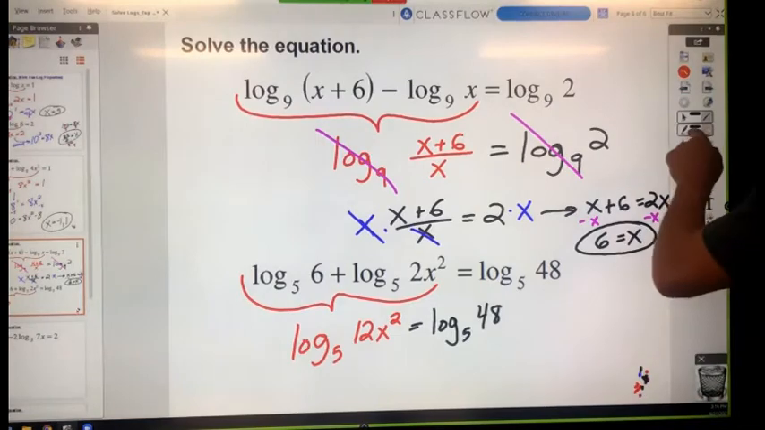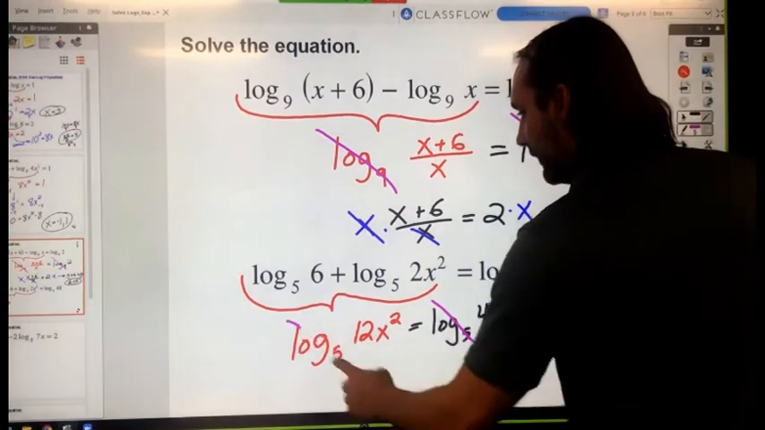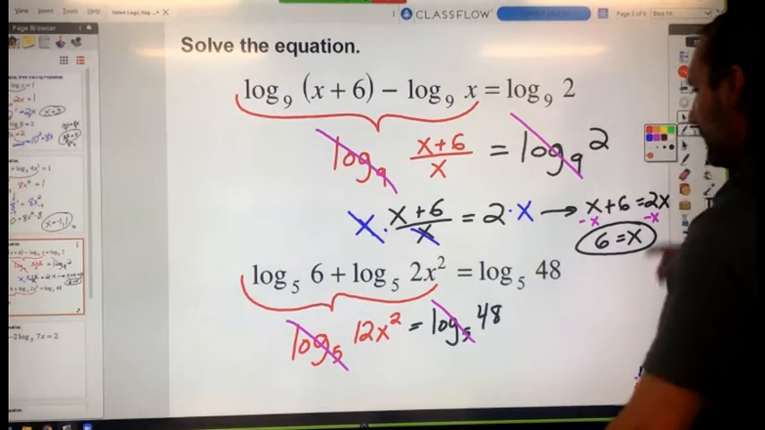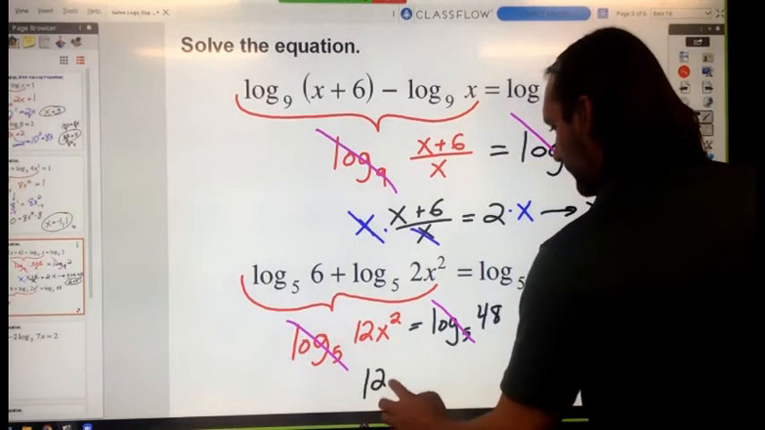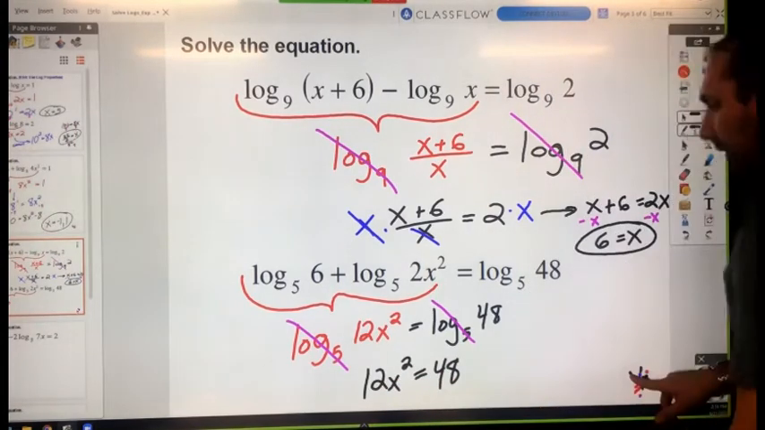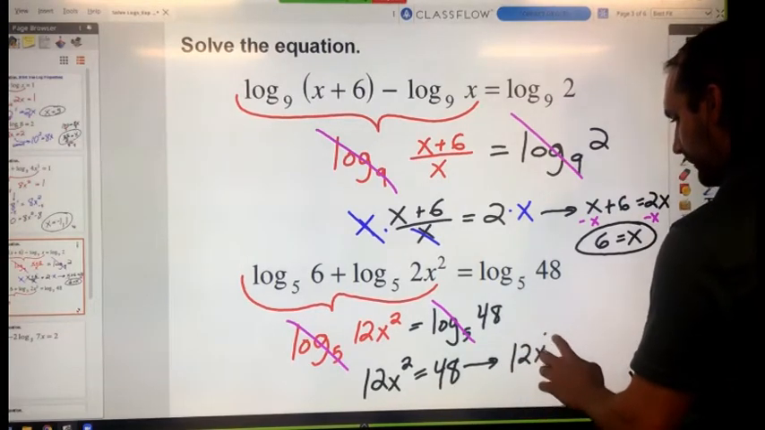Now what? You can cross out log 5. Very good. They have the same base. Let's no longer look at those logs. I'm left with 12x squared equals 48. What would you do now? Equal to 0. Very good. Let's set it equal to 0. That's one way you could do it. There's other ways.